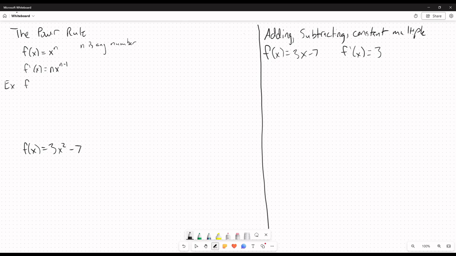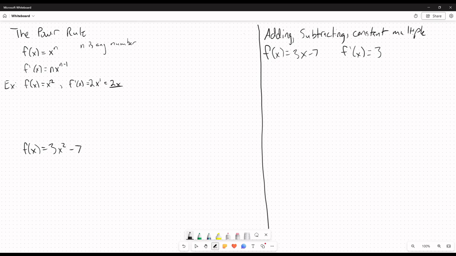Let's start with the easiest example we can come up with. How about f of x equals x squared? Well, what do we do to find the derivative? We're going to take the exponent out front, and then our new power is going to be 1 less than the original power, which will be 2x. Okay, so that seems easy enough.